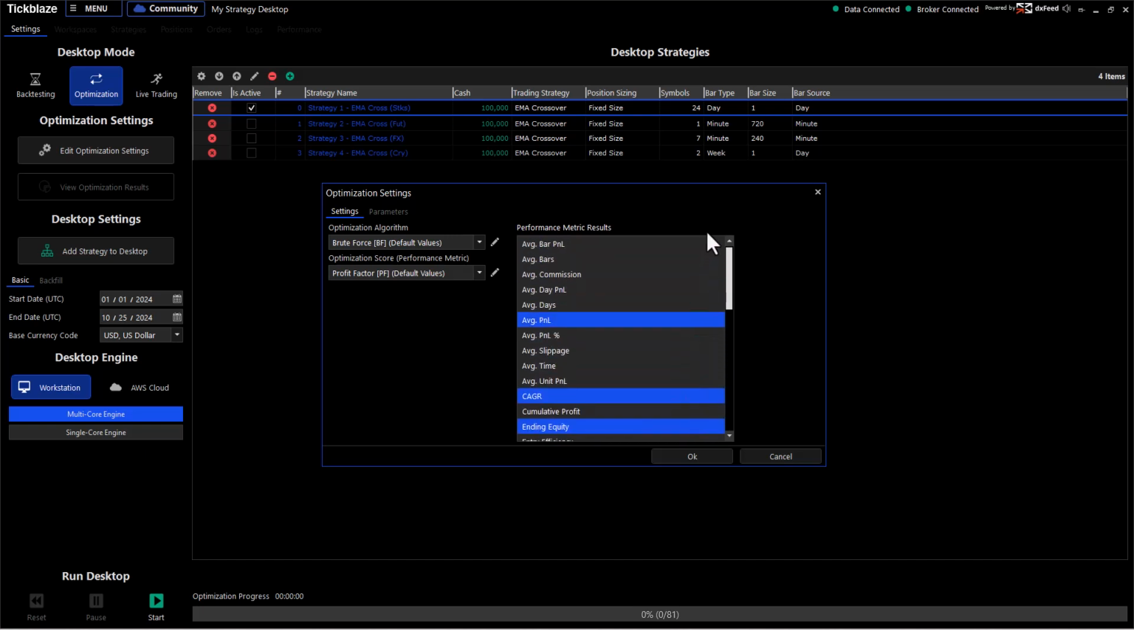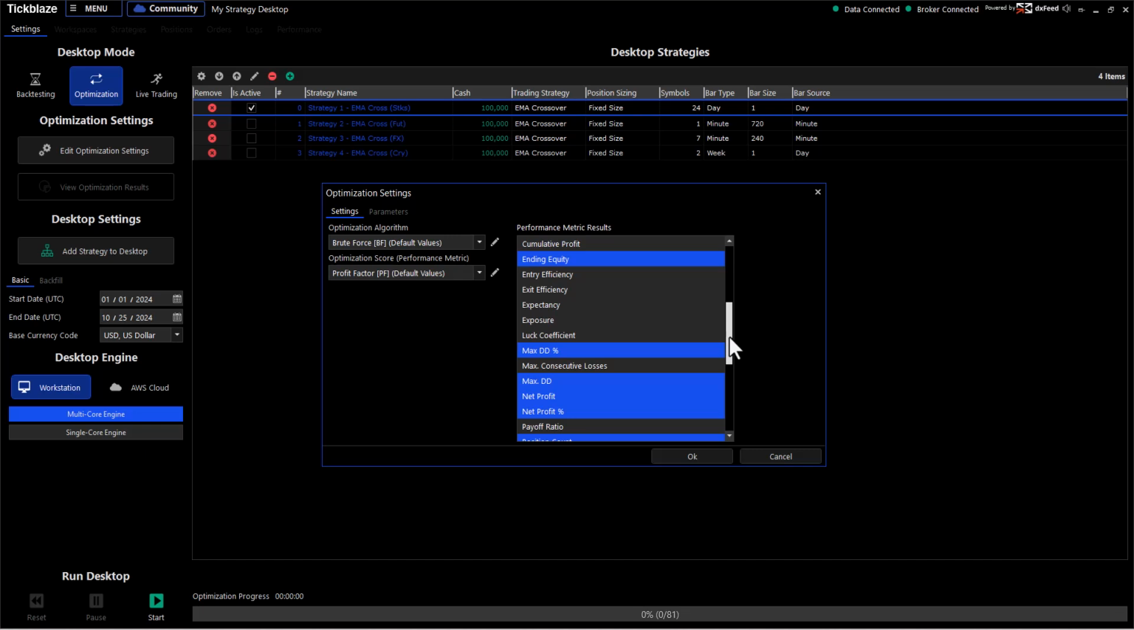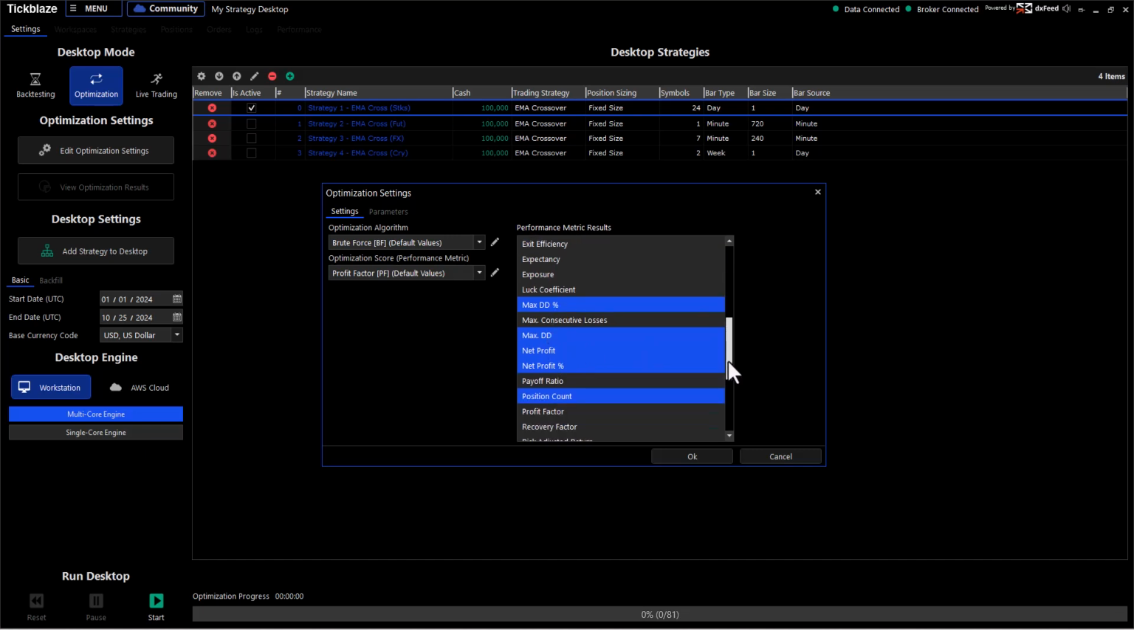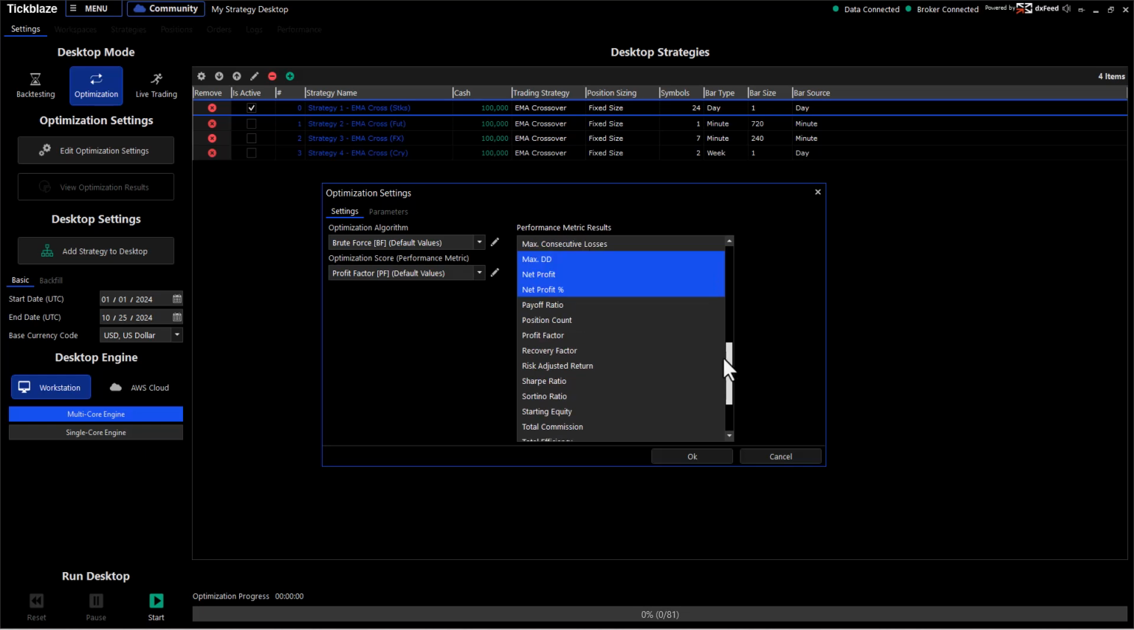So if you don't want to see something, you can either check it or uncheck it, right? If I want to see average days in the report, I can. If I want to look at slippage, I can. Maybe I don't want to look at the CAGR, right? Maybe I only want to look at the ending equity. I want to look at the maximum drawdown, right? I want to look at the net profit. I don't really care so much about the position count. And maybe I'm not really looking at Sharpe ratio, right? I only want to look at the factors that are here.